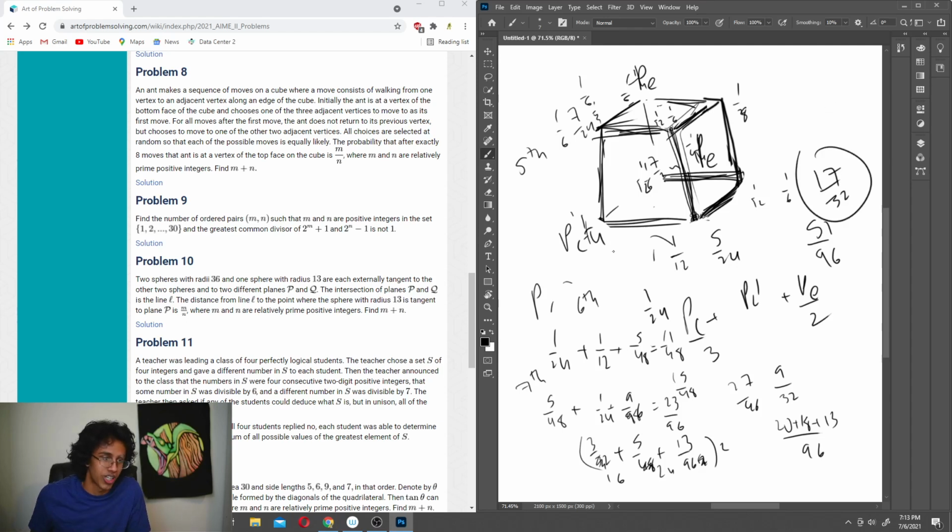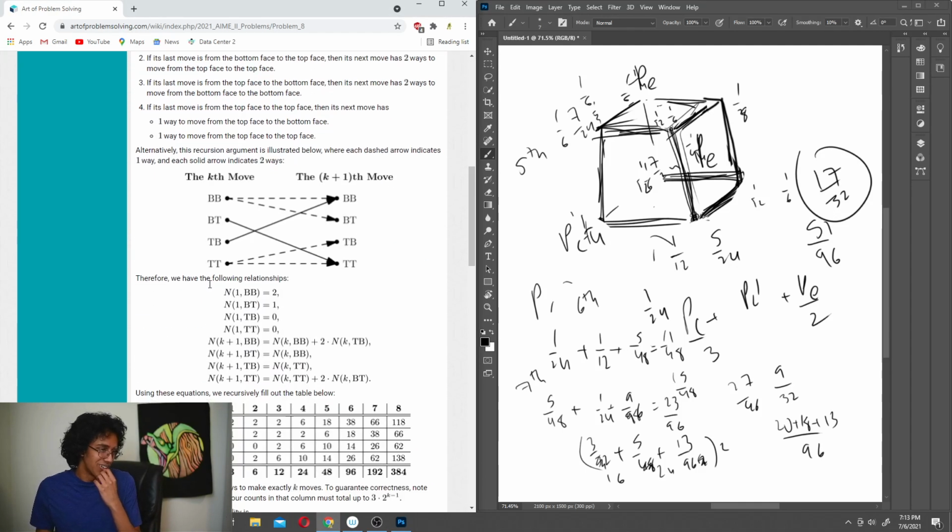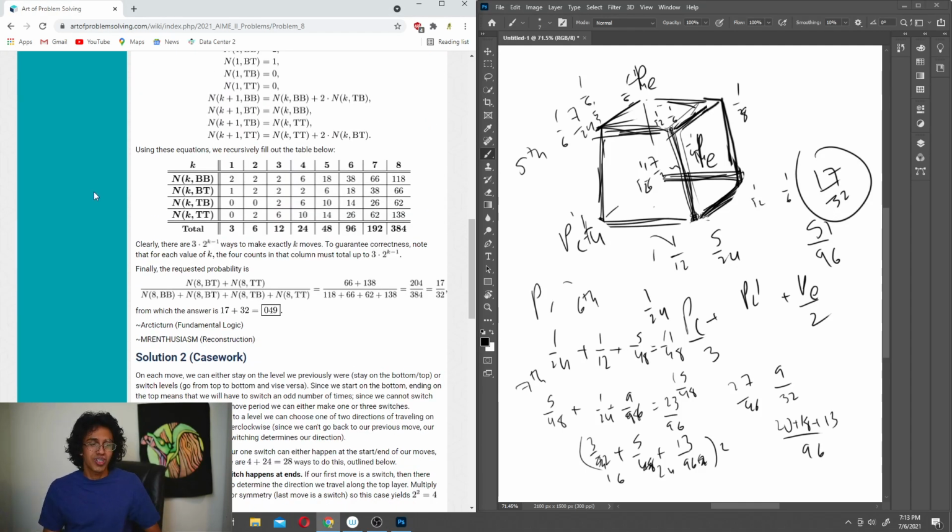What was it? 49? Oh my god, I'm actually happy I got that. Let's go. I just messed up that one thing. I put 25 over 96 instead of 27. That's such a stupid mistake. When you do recursion, you've got to be very careful.